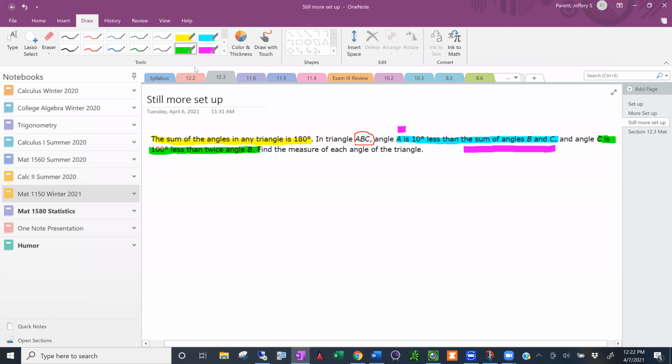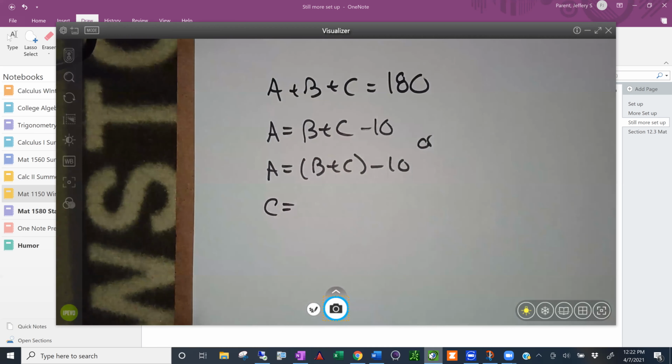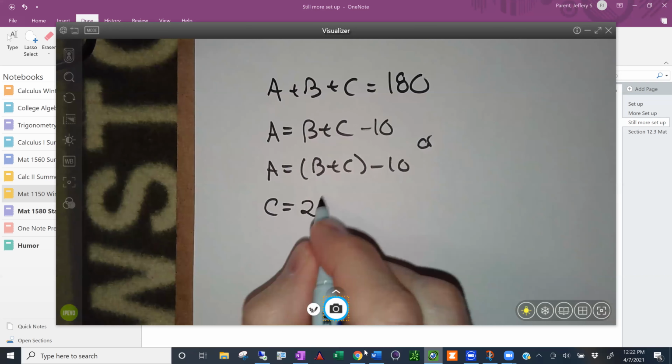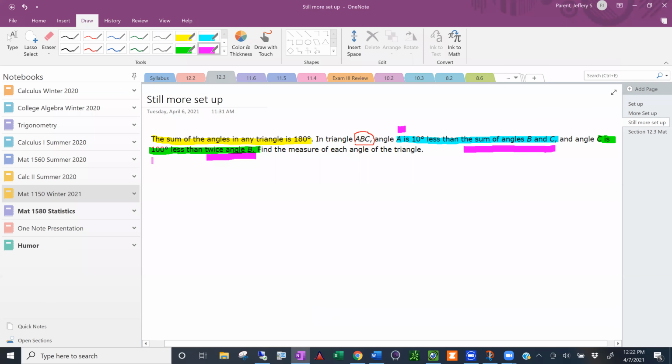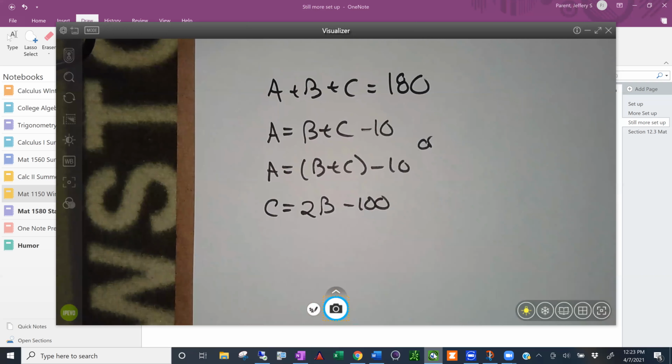Now somebody impressed me. What did I say about the word than? Whatever comes after the word than is what goes first. Right. And what goes first is twice angle B. So it's 2B. And then I want to put in this part, 100 less than that. So what would I write next? Minus 100. So there you go.